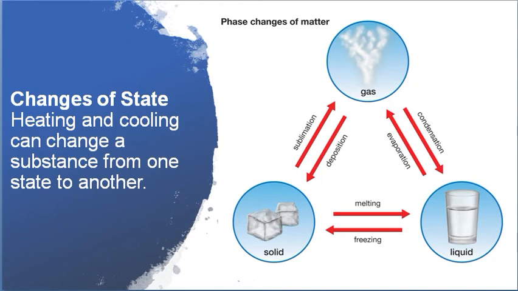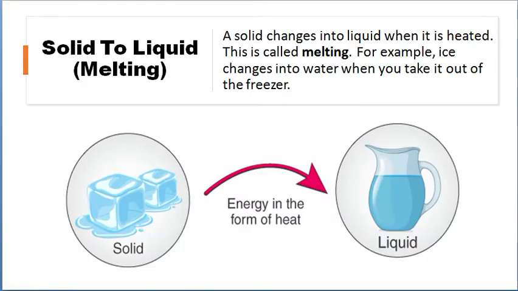Here you can see that when we heat something or cool something down, it changes its state, and all the processes are given over here: condensation, evaporation, melting, freezing, sublimation. We will learn all the processes one by one. First of all, we will learn about melting.